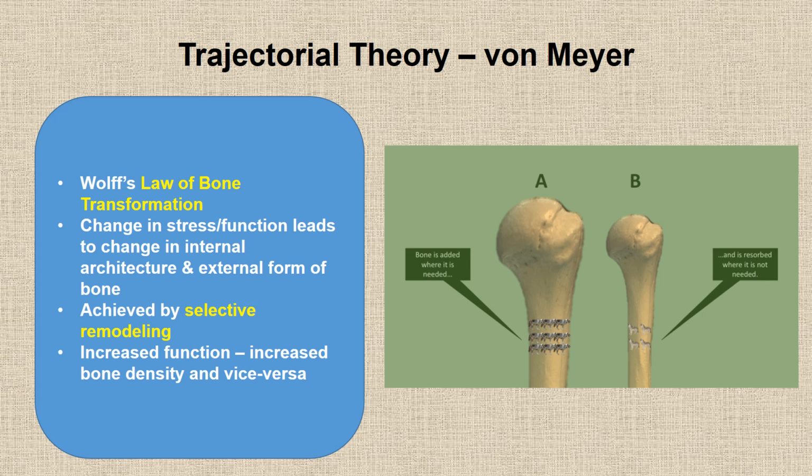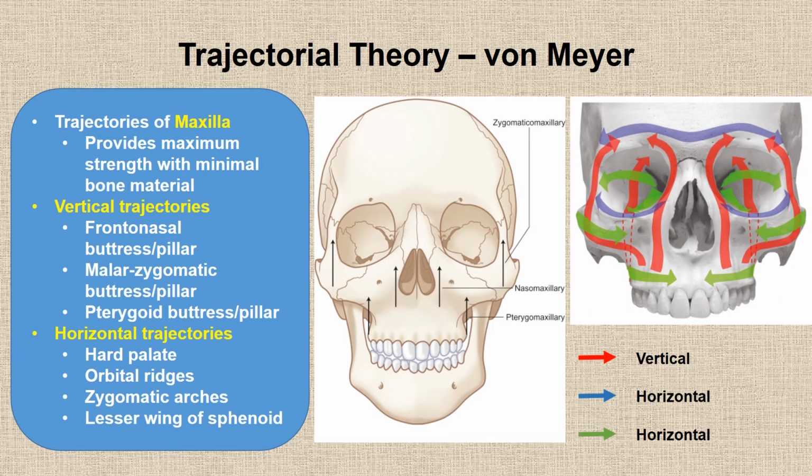Now, when there's increased function, bone density increases. And if the function is decreased, then there's a corresponding decrease in bone density. Now, in the maxilla, there are various trajectories which provide maximum strength to the maxilla with minimal bone material. Now, there are two groups of trajectories in the maxilla.